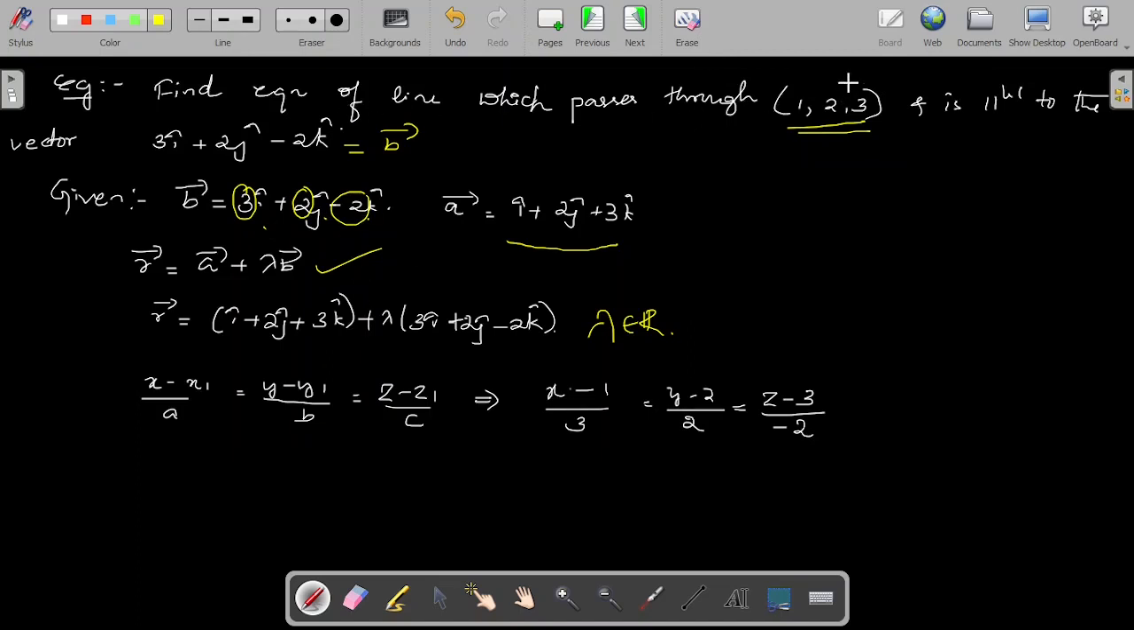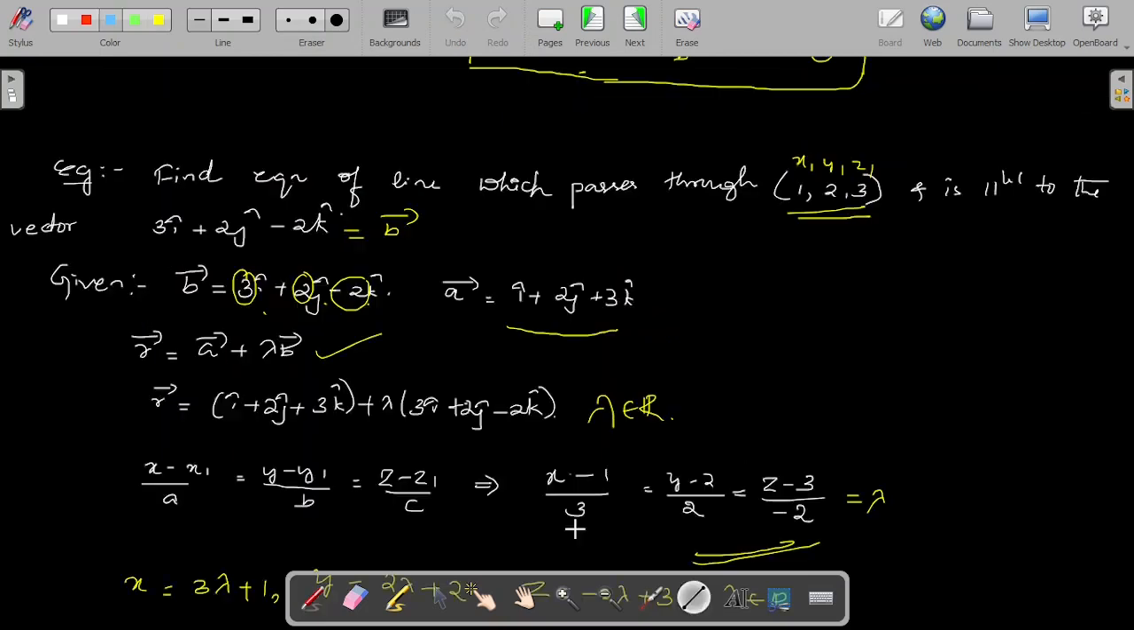It is passing through the point x1, y1, z1. So you will get x minus 1 by 3 equal to y minus 2 by 2 equal to z minus 3 by minus 2. This is the equation of a line which passes through a point and is parallel to the given vector, in Cartesian form.